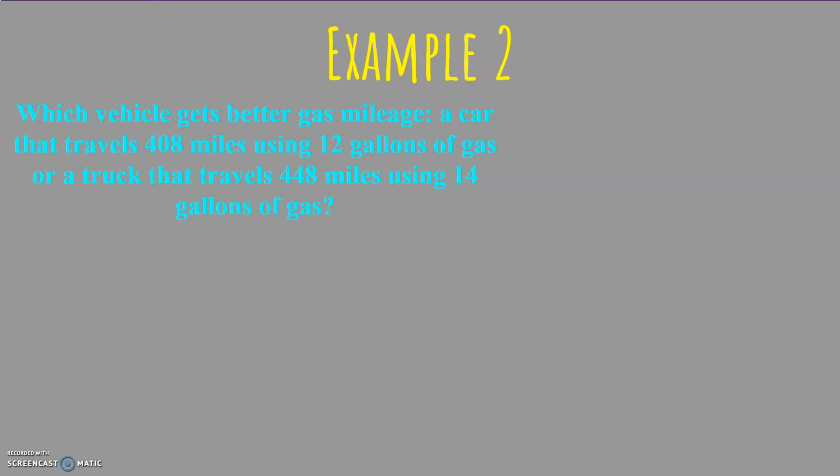Example 2. Which vehicle gets better gas mileage? A car that travels 408 miles using 12 gallons of gas, or a truck that travels 448 miles using 14 gallons of gas? Real world problem. This is the sort of stuff that you want to figure out when you're in the market for a car or you figure out which vehicle to use.